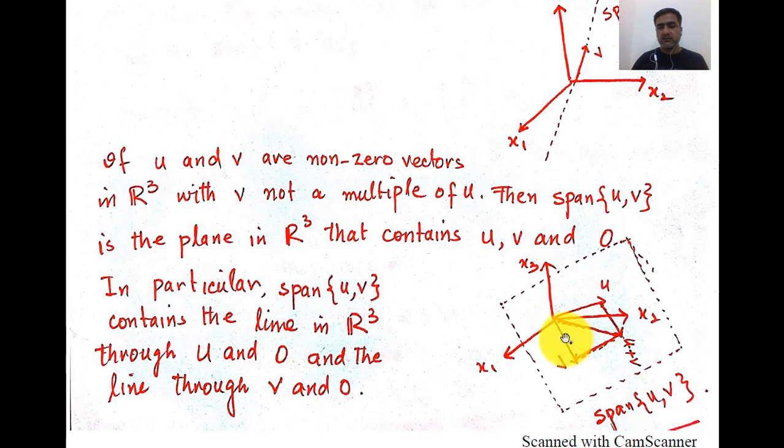Now for any fixed value of C1, for example, if this is my C1 V, and if I vary C2 U for all C2, then I have all these points covered. And hence, in particular, span of U, V contains the line in R3 through U and 0. That is, if I take span of U, V, then it contains the line through U and the origin, and the line through V and the origin. So this is the line through V and the origin, and this plane basically describes the span of U, V.